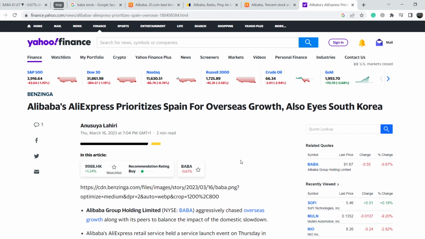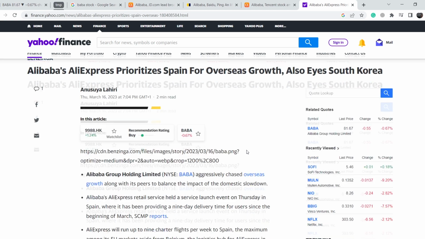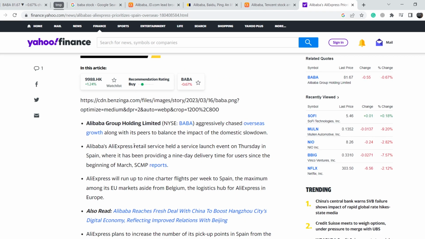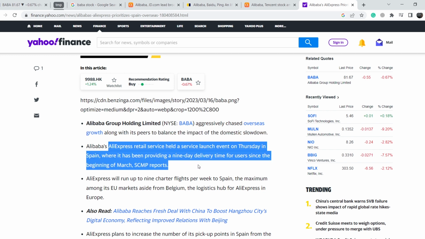And let me quote this: Alibaba's AliExpress prioritizes Spain for overseas growth, also eyes South Korea. Alibaba Group Holding Limited aggressively chased overseas growth along with its peers to balance the impact of the domestic slowdown. Alibaba's AliExpress retail service held a service launch event on Thursday in Spain, where it has been providing a 9-day delivery time for users since the beginning of March, as CMP reports.